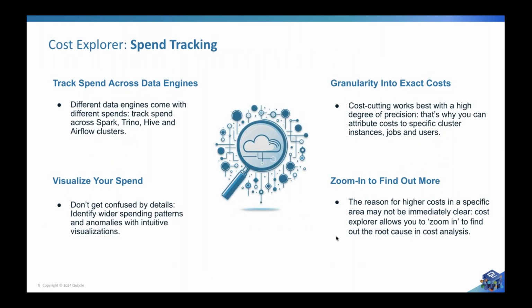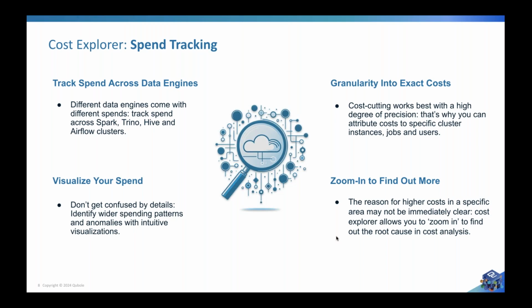Now, taking a step ahead, spend tracking: what can you track? I have been talking from slide number 1, but again, it tracks spend across data engines. Since Qubole has multiple data engines, it has Spark, Presto, and Hive, it can track all those data engines. For granularity into exact cost, we drill down in each of these data engines to the level of instances. From a hierarchy perspective, you can go to cluster, instances, jobs, and then users.